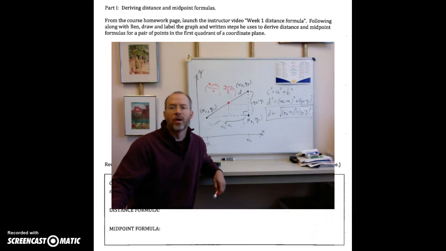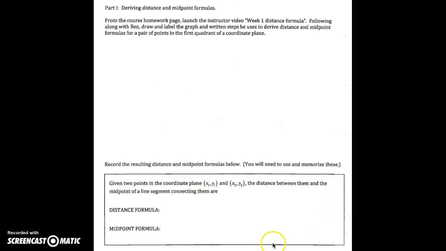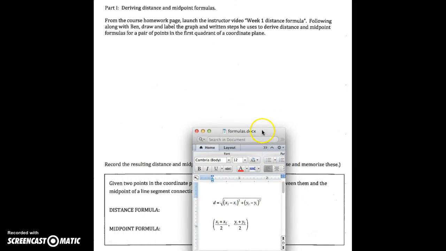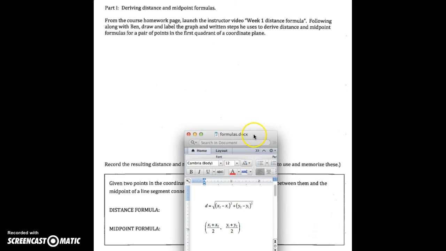And then in the box below, where you're supposed to fill in the distance and midpoint formula, it says given 2 points in the coordinate plane, x1, y1, and x2, y2, the distance between them and the midpoint of a line segment connecting them are, and here I'm dragging in another document, but basically just copy down these formulas which you'll use then in homework. Distance given here and midpoint given here. Okay, that's part 1. I'll see you in my next video.